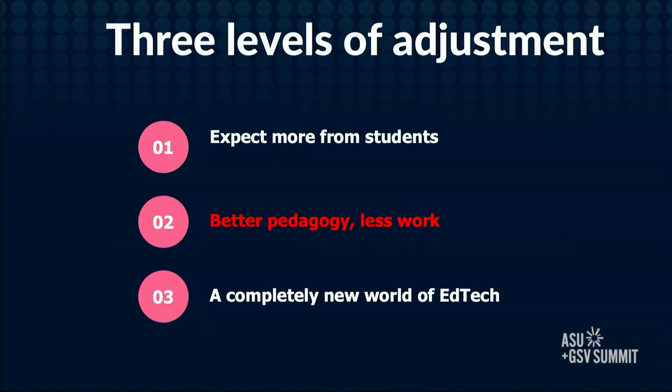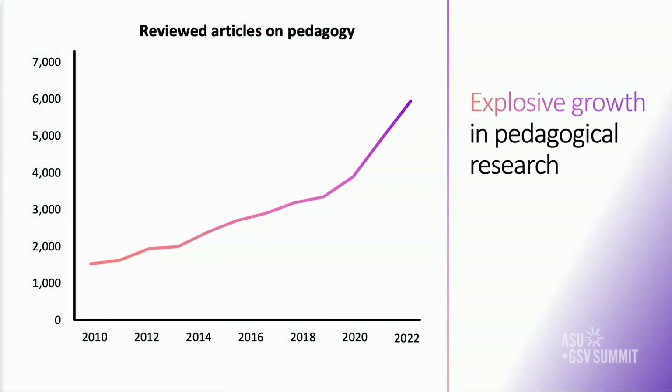The second one is to better pedagogy and less work. What do I mean by this? Well, so this is a chart of peer-reviewed articles in pedagogy, so the science of teaching. And it turns out the last couple decades have been incredibly rich for us to learn how people learn. And those rules are not going to change. The way humans learn isn't going to change. It turns out, though, that many of the ways that we are teaching people are not actually well aligned with the science.